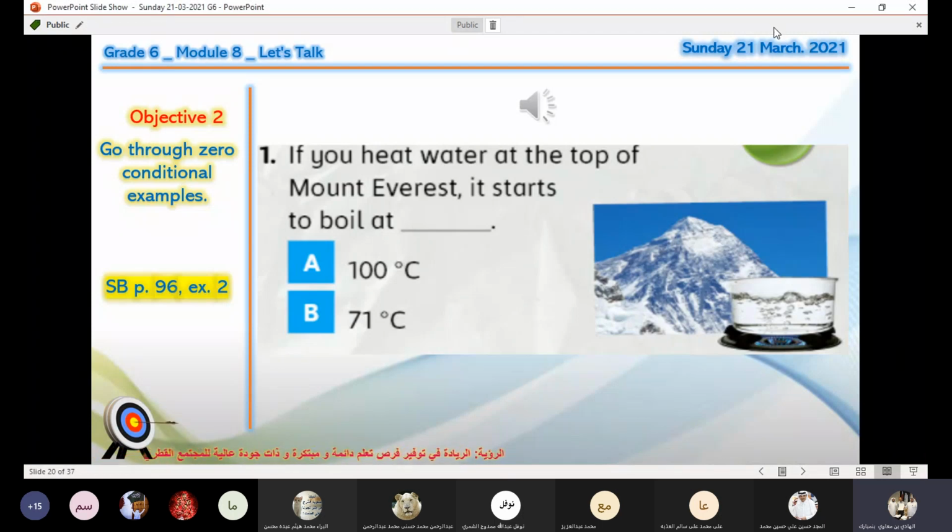Yeah, my friends, this is a fact. This is a fact that we all know, that water boils at 100 degrees Celsius, yes or no? We all know this scientific fact, if you like. But on the top of Mount Everest, water boils not at 100 degrees Celsius, but at 71 degrees Celsius, right? This is a bit for your knowledge.